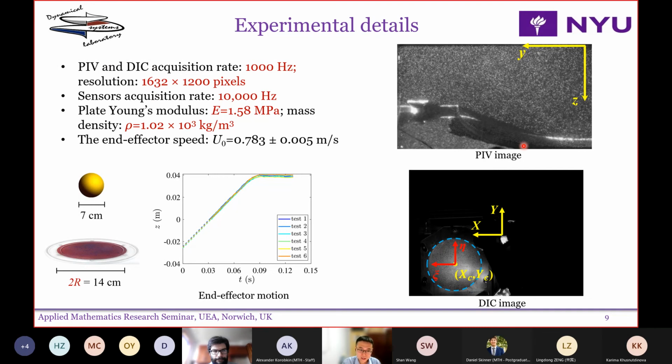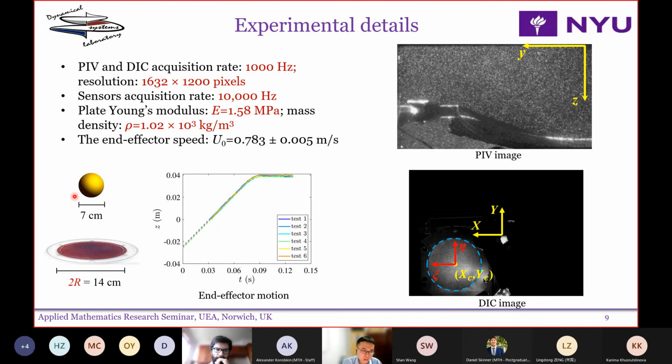And here I'm showing some more details of the experimental setup for both cameras. We can acquire data at 1,000 frames per second. They have a spatial resolution on the order of 1600 by 1200 pixels. And then the sensor measurement at the tip of the solid sphere can give us an acquisition rate of 10,000 hertz. And again, we used PDMS to make this panel on the bottom of the water tank. The Young's modulus is close to 1.5 megapascal. It deforms very easily, and its mass is close to water.